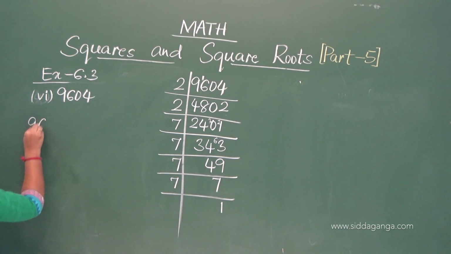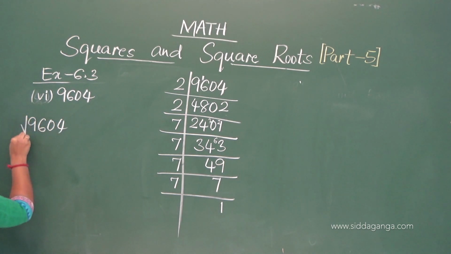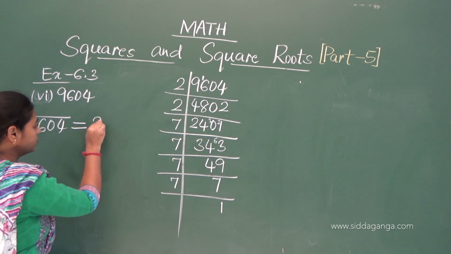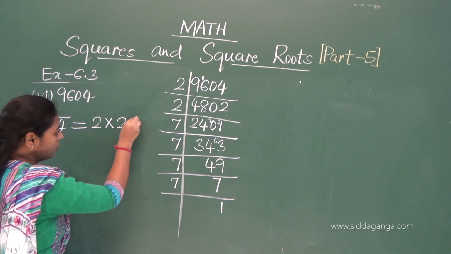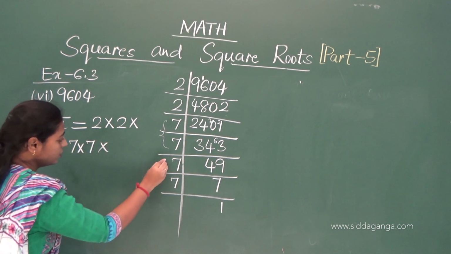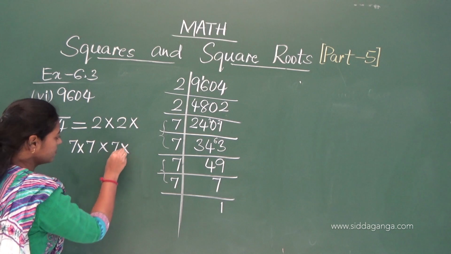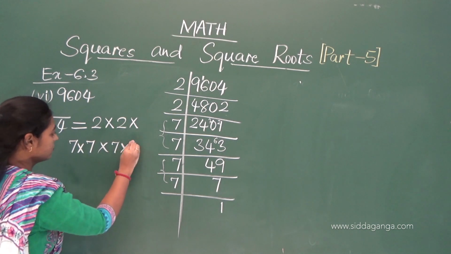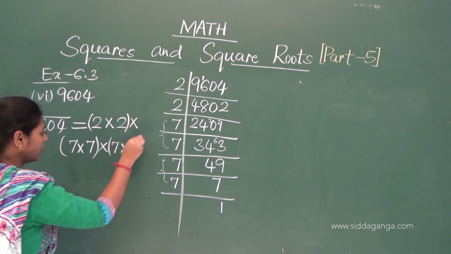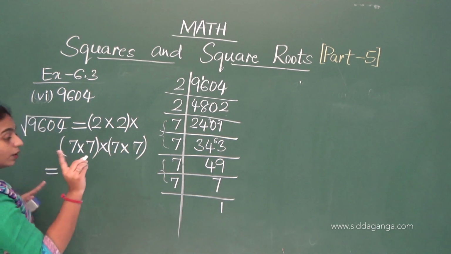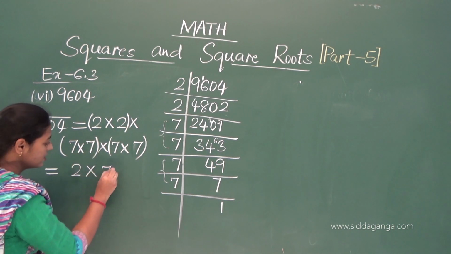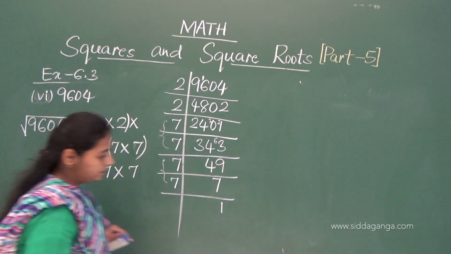So root of 9604 is equal to 2 into 2 into 7 into 7 into 7 into 7. Next, make the pair of similar numbers. Next step is to take out one factor from each of these pairs: 2 into 7 into 7.